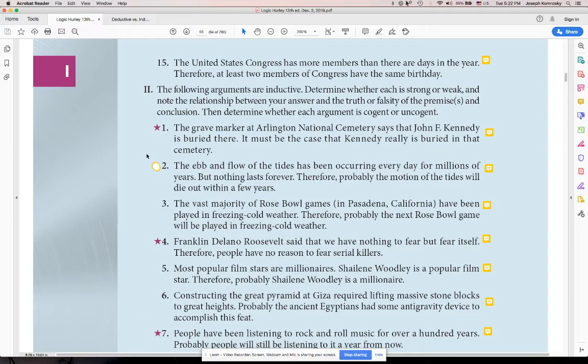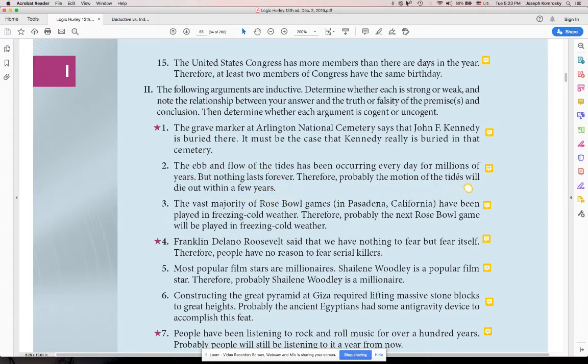The ebb and flow of the tides has been occurring every day for millions of years, but nothing lasts forever. Therefore, probably the motion of the tides will die out within a few years. Thinking, what? If you thought what, like something's got to be wrong, you're on the right track. So if the premises were true, would this follow? And it seems like no. The first premise is saying, look, man, something like this has happened for millions of years. And then you say, oh, but nothing lasts forever. Probably this thing will die out in the next few years.